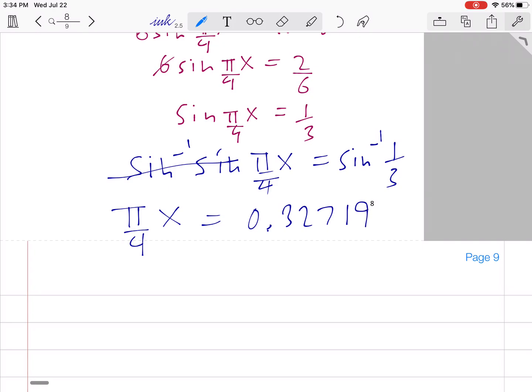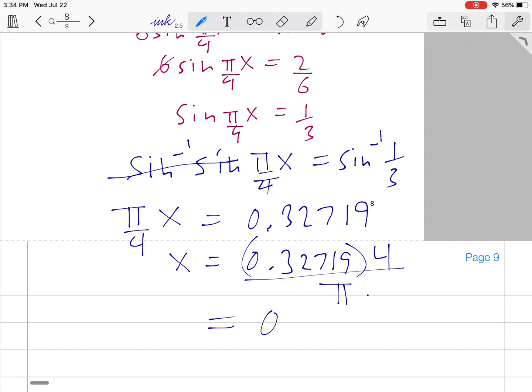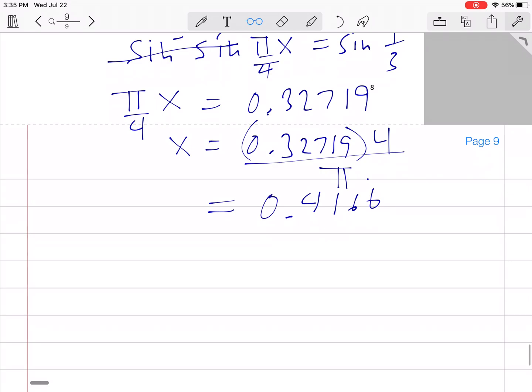And that's going to give you 0.32719, and then we can figure out what x is. We can just multiply this by 4 and divide it by pi, and that'll give you 0.4166. Again, make sure that you're in the radian mode. Now what we want to do is provide a general solution. So how do you provide a general solution? This is one answer. The way you do this is you have to figure out what the period is.